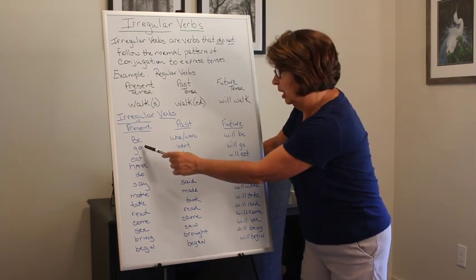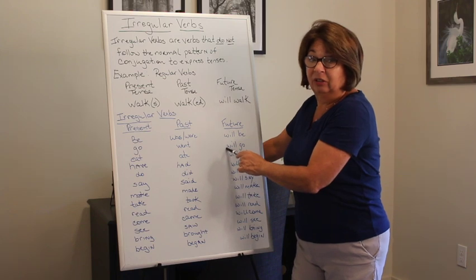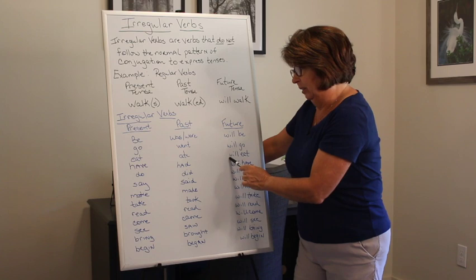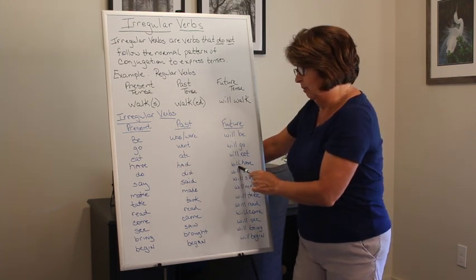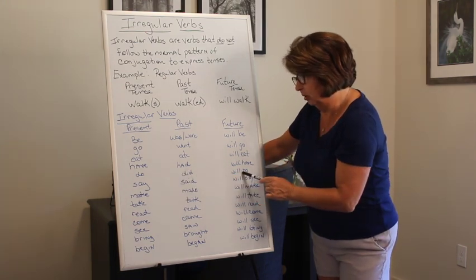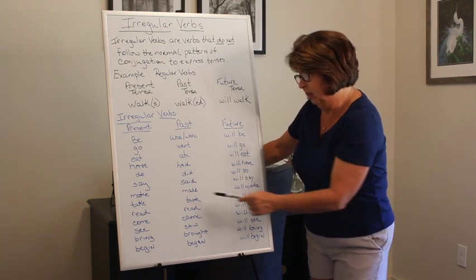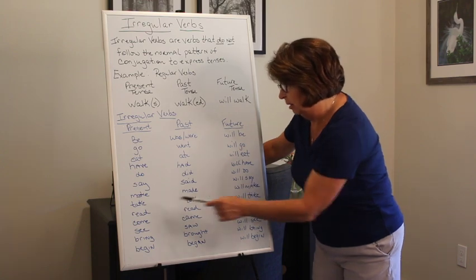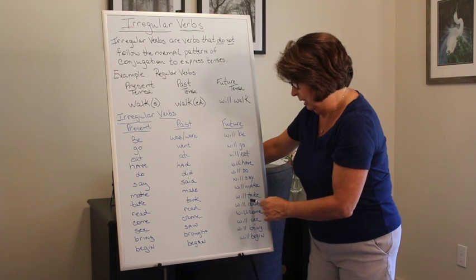So another change, go becomes went, and then the future tense will go. Eat becomes ate, will eat. Have will become had, will have. Do becomes did, will do. Say becomes said, will say. Make becomes made and will make. Take becomes took and will take.